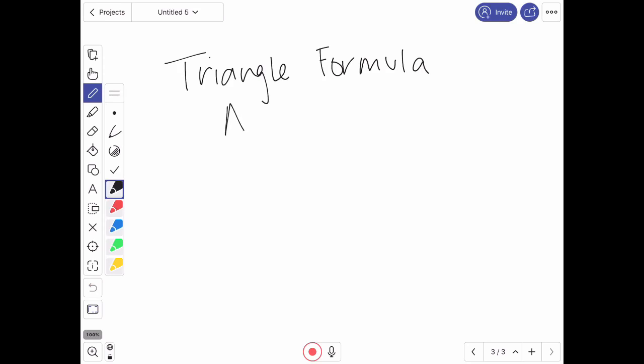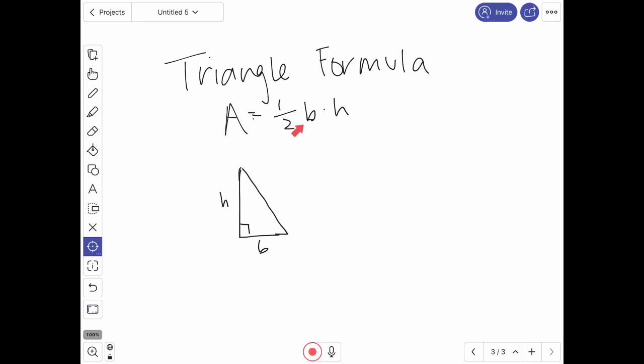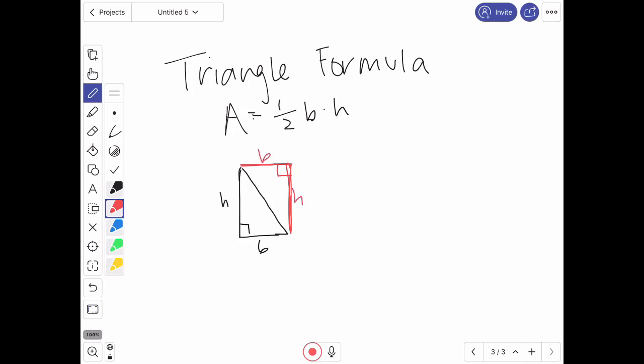So the triangle formula is area equals 1/2 base times height. Okay, so if I think about a triangle, let's just draw a really basic right triangle. So there's my right angle. Then this would be my base, and then this would be my height. The reason why we have this half comes from thinking about a rectangle or a square. So if I just extended this and made another right triangle here, that would have the same height and the same base.